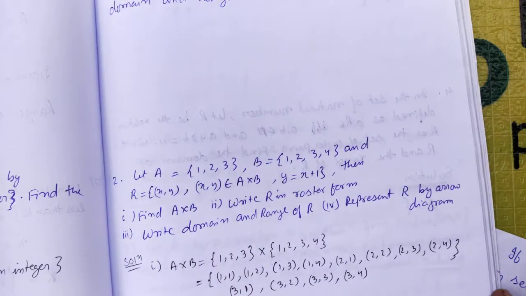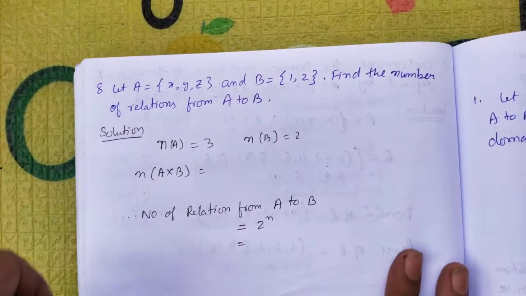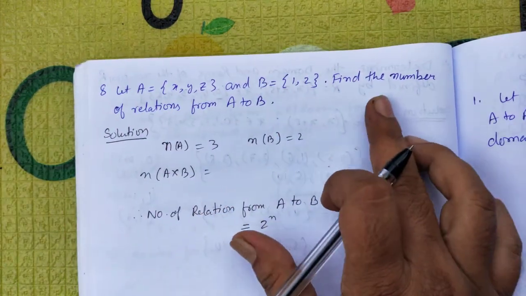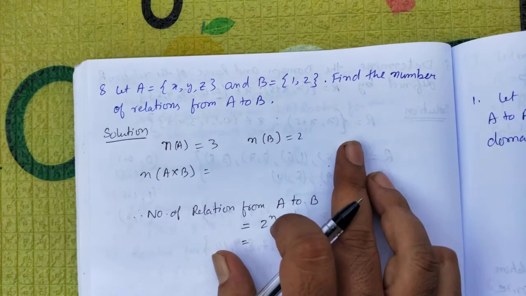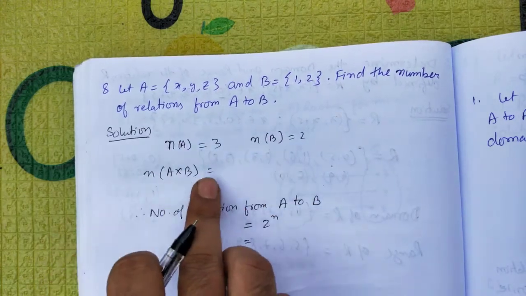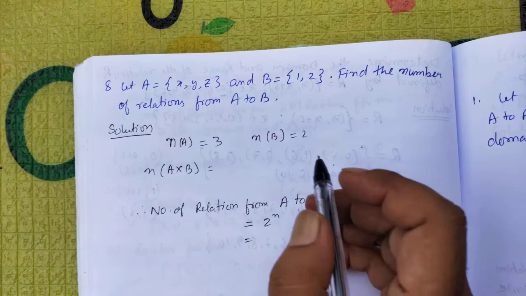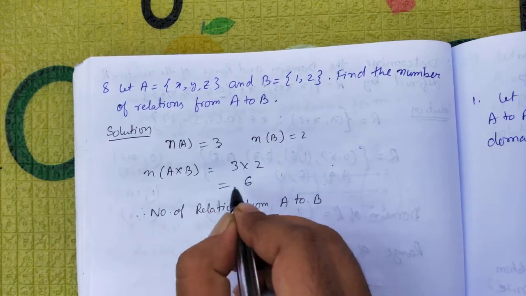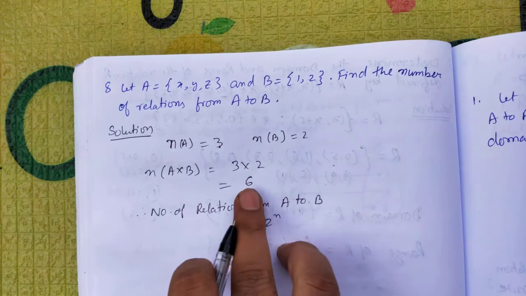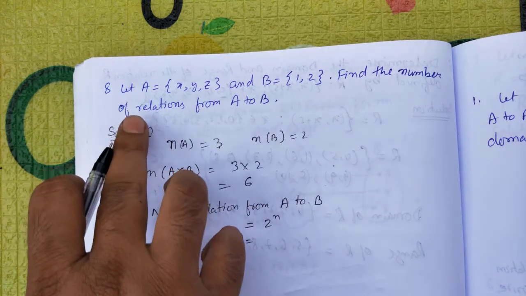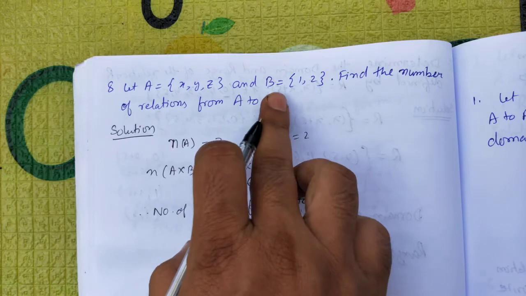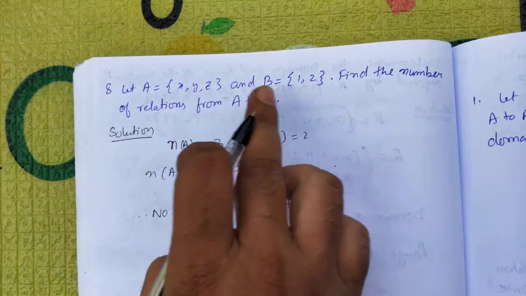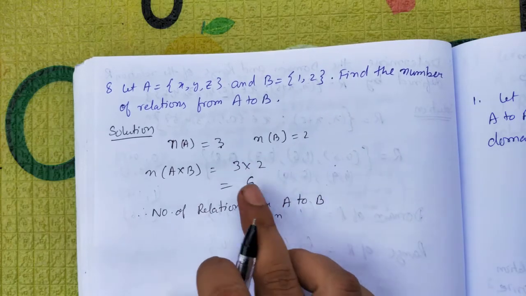Question number 8. A has 3 elements and B has 2 elements. Find the number of relations from A to B. First, in a cross product, how many elements we will get? This will be 3 into 2. So there must be 6 elements in the Cartesian product of A and B. A cross B will get 6 elements, like x1, x2, y1, y2, z1, z2.